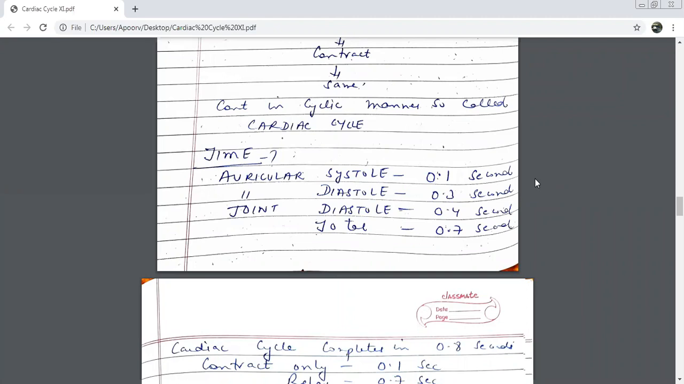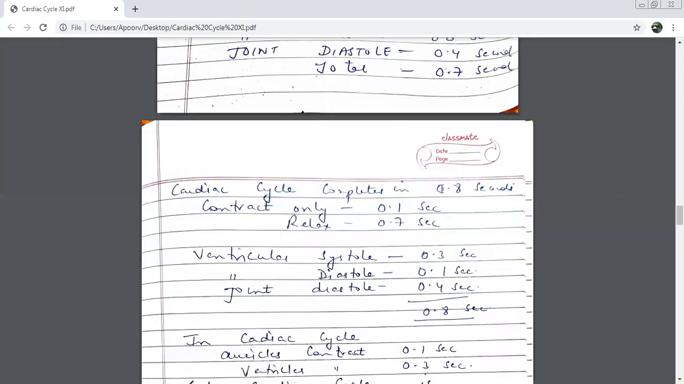So how much does an auricle contract? Is it relaxing more or working more? Relaxing more. Its contraction, its working time, is only how many seconds? 0.1 second. And the diastole, अपना अकेला वाला diastole, 0.3. And then last में फिर 0.4 joint diastole. So total इतना सारा हो गया. The cardiac cycle completes itself in 0.8 seconds.